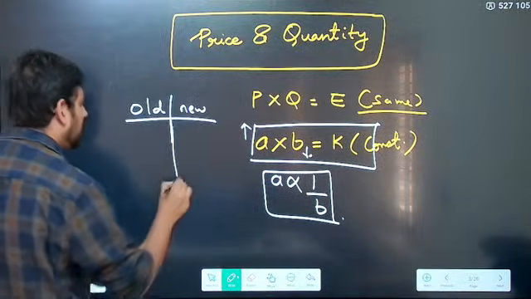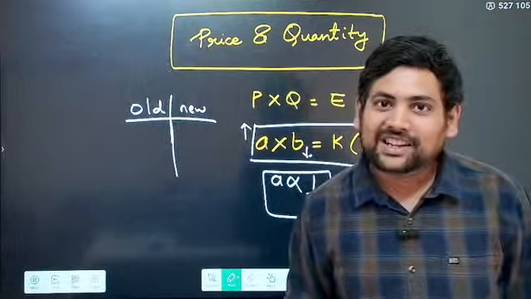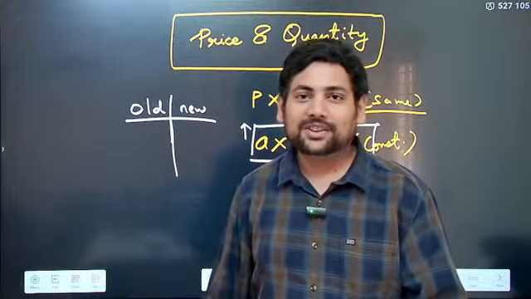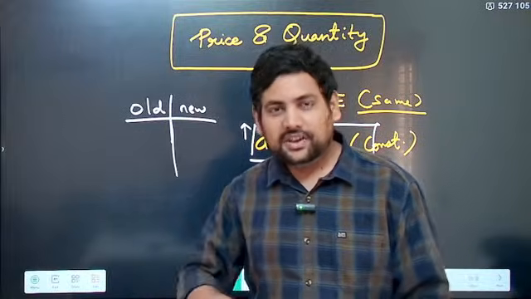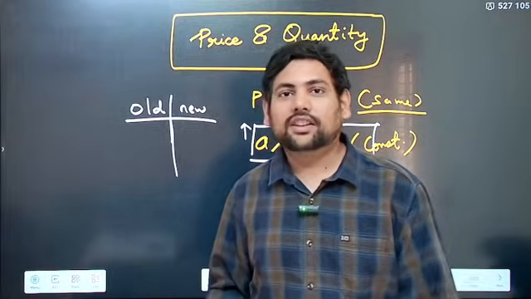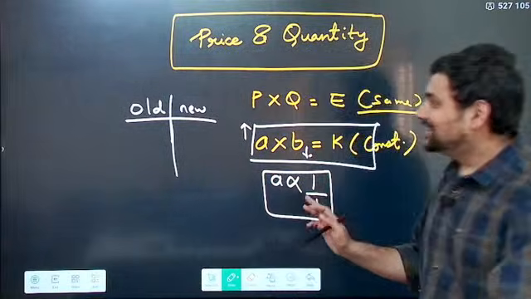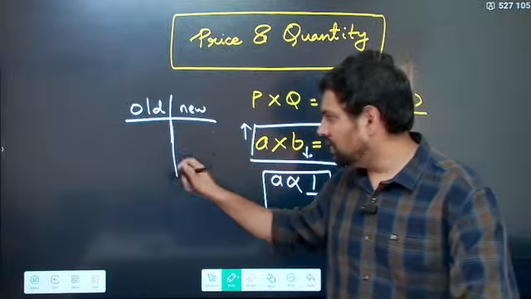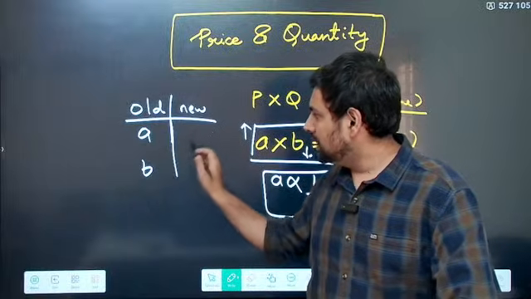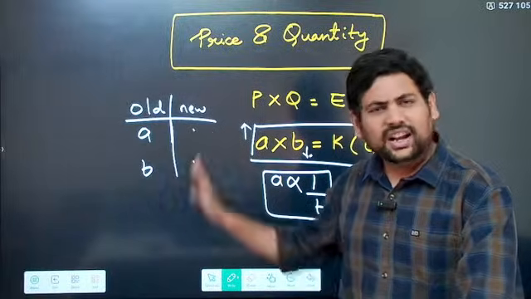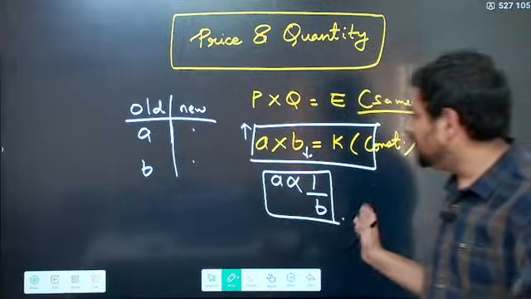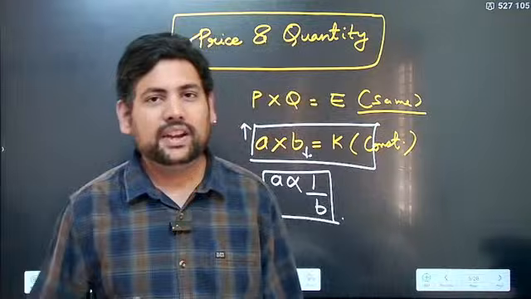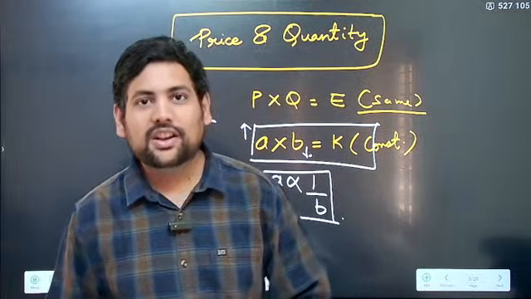Otherwise, you will become a trick magician: if it is a particular type of question, then you are very quick at doing it in 10 seconds, and if it is slightly twisted, then you are gone. So now what you will have to do is just see old and new for these two quantities A and B, and that will give you whatever you are trying to calculate with respect to percentage changes, whether A is changing, B is changing, or both are changing.